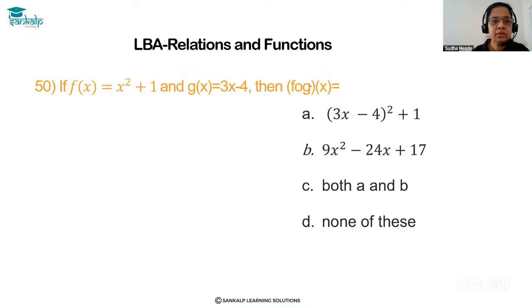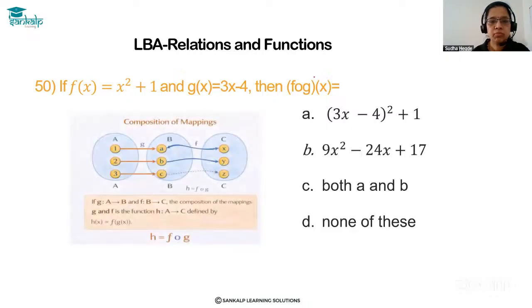Hi everyone. The question is, if f of x is equal to x square plus 1, g of x is equal to 3x minus 4, then f composition g of x is equal to, you need to find f composition g of x now. Okay?